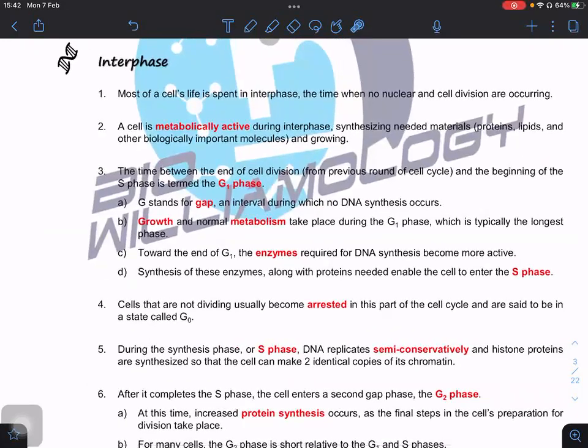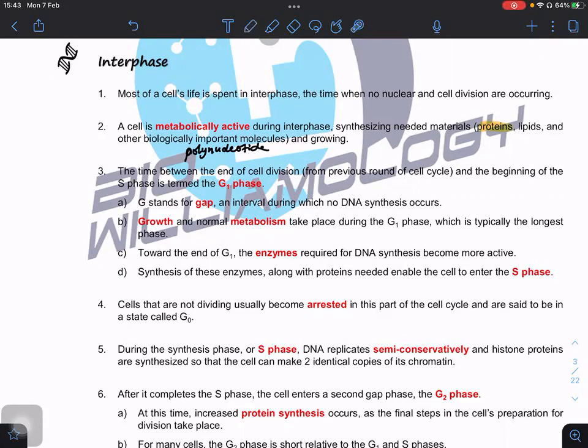A lot of the time, cells spend their time in interphase. At this moment, the cells are metabolically very, very active, because they are synthesizing proteins, lipids, and other biologically important molecules, for example polynucleotides. DNA replication also takes place during interphase.